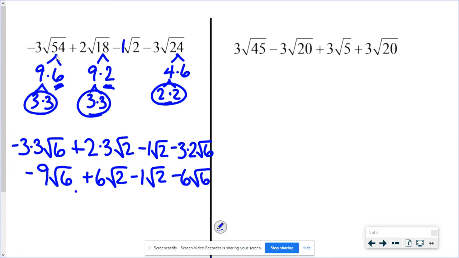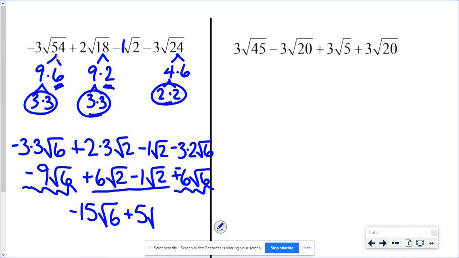So our rad 6s match. Negative 9 and negative 6 would be negative 15 of those rad 6s. And then I've got 6 rad 2 minus 1 rad 2 would be 5 rad 2.